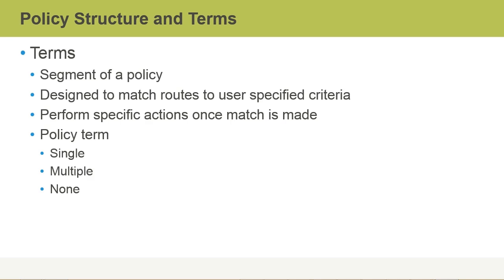As I mentioned, you could create a term that says if the information is OSPF information, then we want to accept the route information. So accept would be the action in that case, but we can also reject the information. What's also important about policy terms is that you can use a single policy term, you can use multiple policy terms, or you can create a policy that uses no policy terms as well. So in this video, we discussed policy structure and terms.